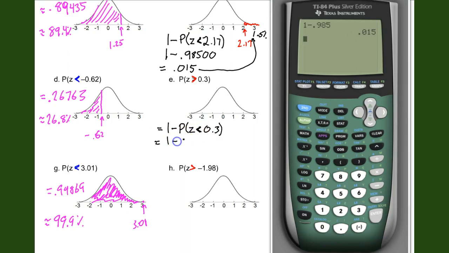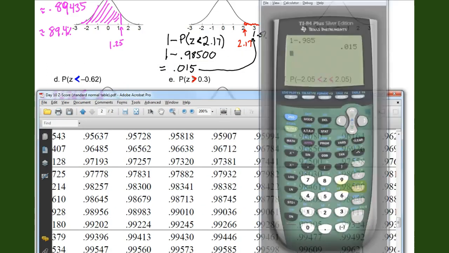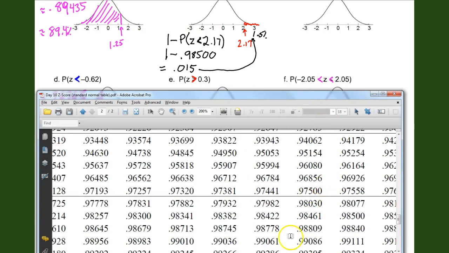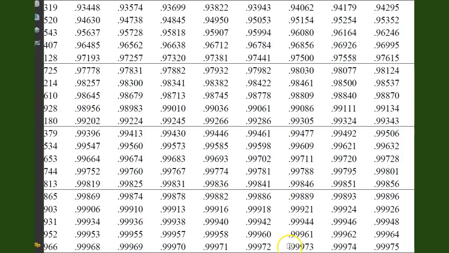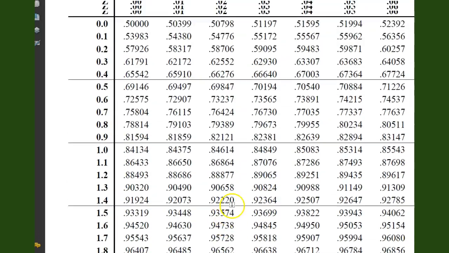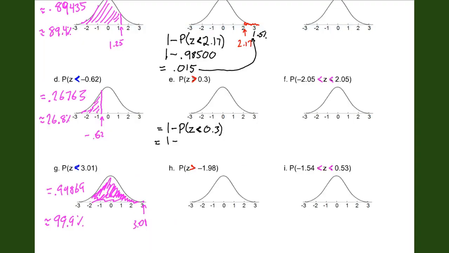So we'll have 1 minus, and then look up 0.3. Okay, let's look up 0.3. Let's see, 0.3. That'd be 0.30. So that's going to be 0.61791.